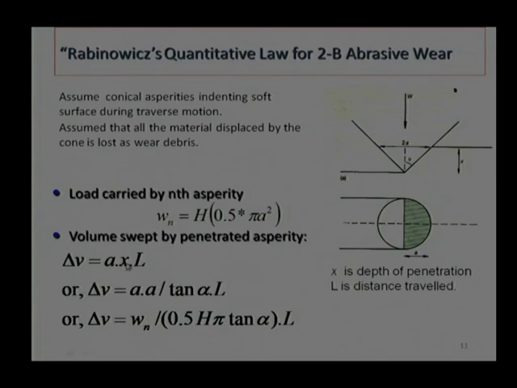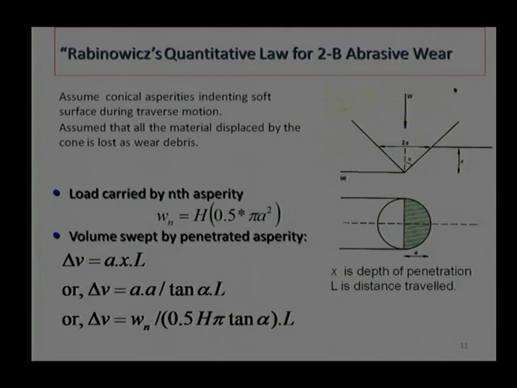We can express the depth of the penetration in terms of cone angle, that will turn out to be a by tan alpha. Here alpha is half cone angle. Rearrange this equation by substituting W n instead of a square. What we get is W n, asperity load, or load sustained by one asperity, 0.5, the 50%, hardness, pi tan alpha into distance travelled by this asperity.